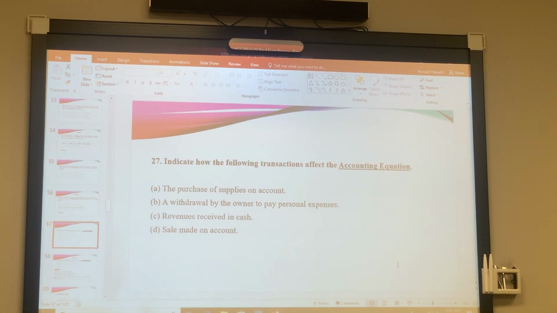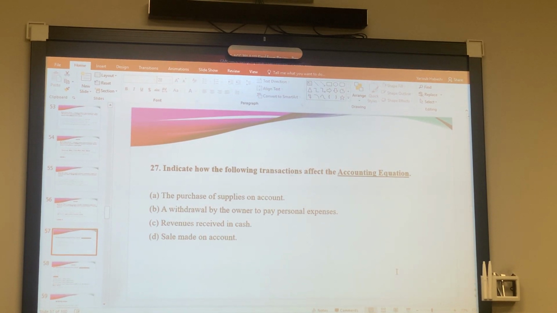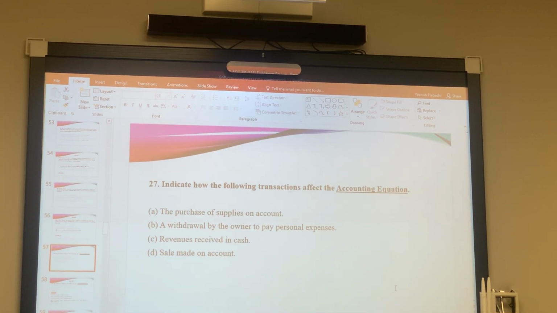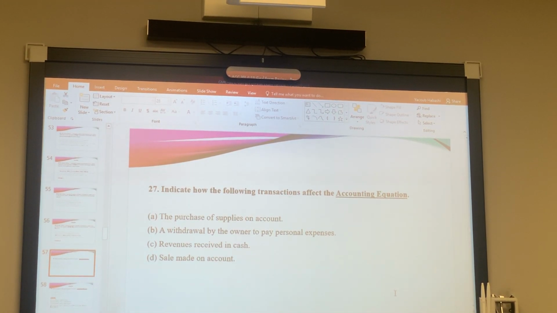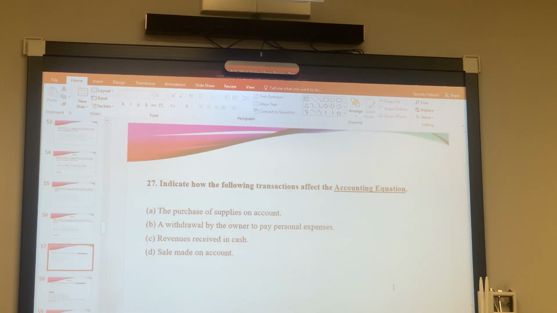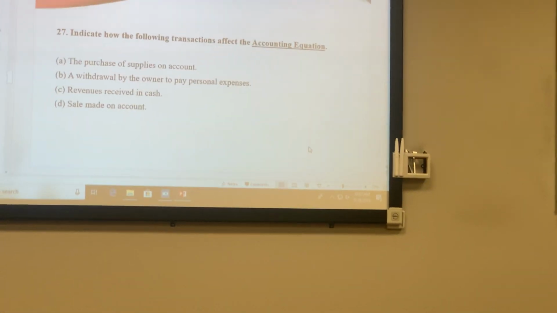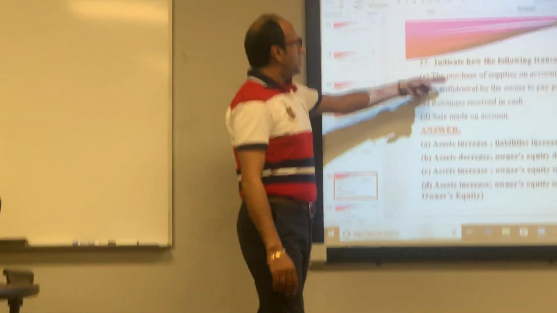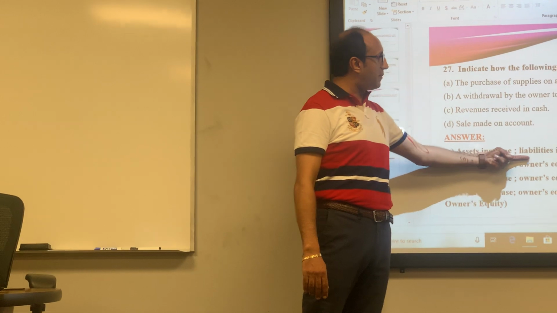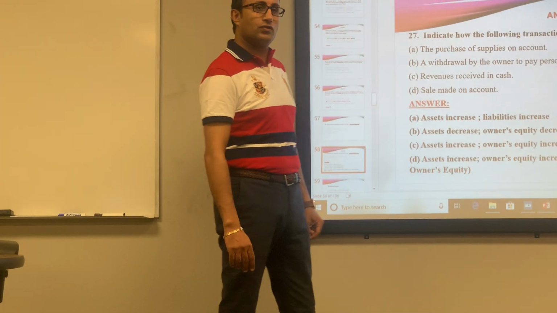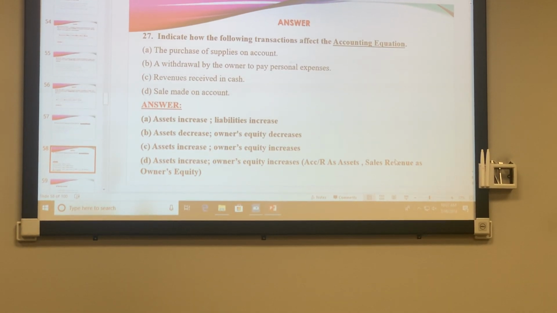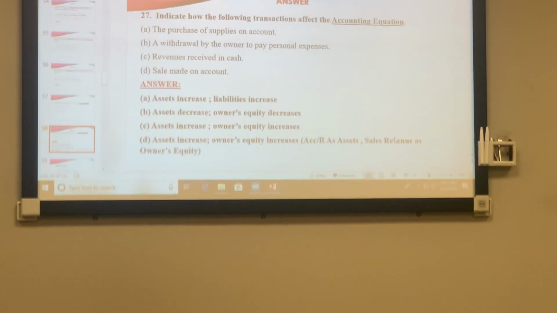Indicate how the following transaction affects the accounting equation. The purchase of supplies on account means your liabilities are going to go up. Your accounts payable is going to go up because you have to pay, and wouldn't supplies go up because you're getting supplies? Here's the answer: the purchase of supplies on account, assets increase, liabilities increase too. Can I take a photo of this one? Sure. Again, it's a lot of words. Try to focus on here.